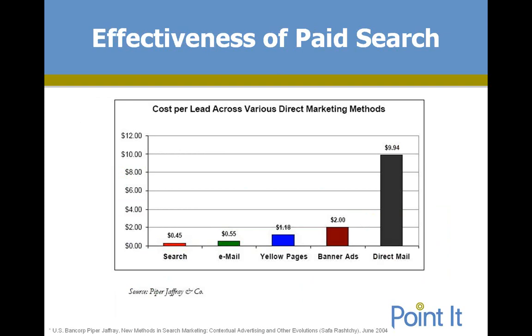And we're going to take a quick look at a chart that shows the effectiveness of paid search. I would look at this directionally. As you can see, search has a higher or better cost per action than various direct marketing methods, including email, Yellow Pages, banner ads, and direct mail. This is according to Piper Jaffray and Company.